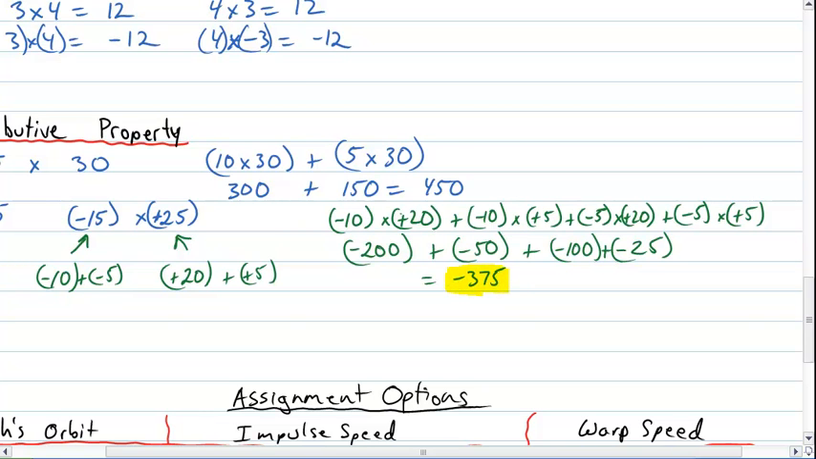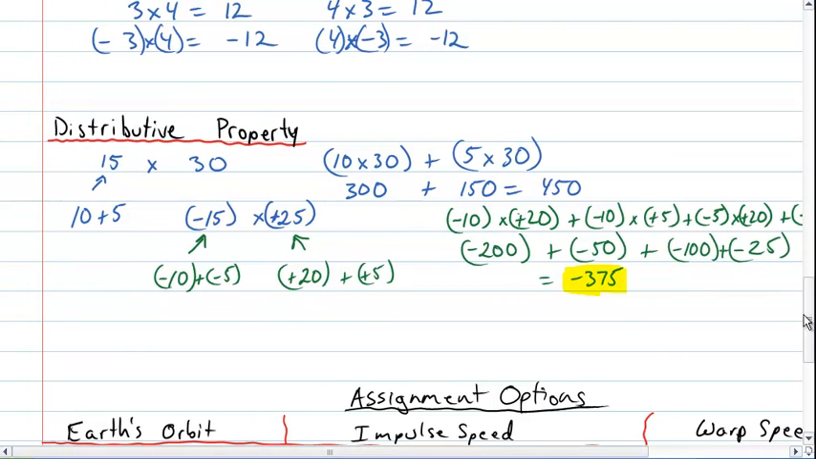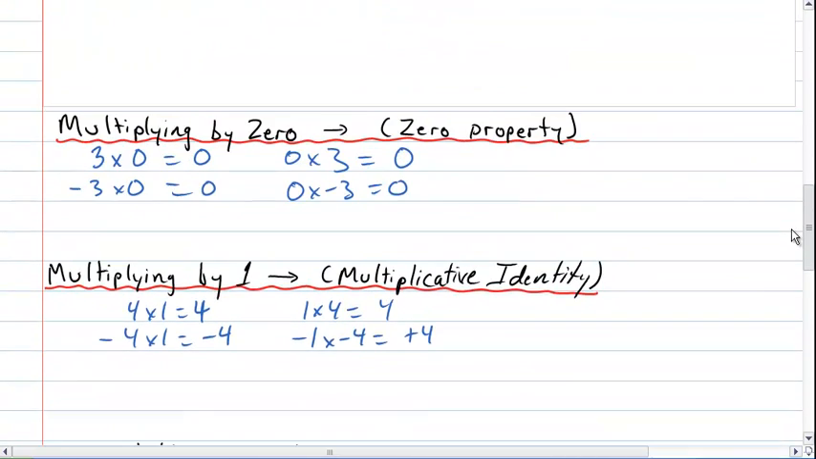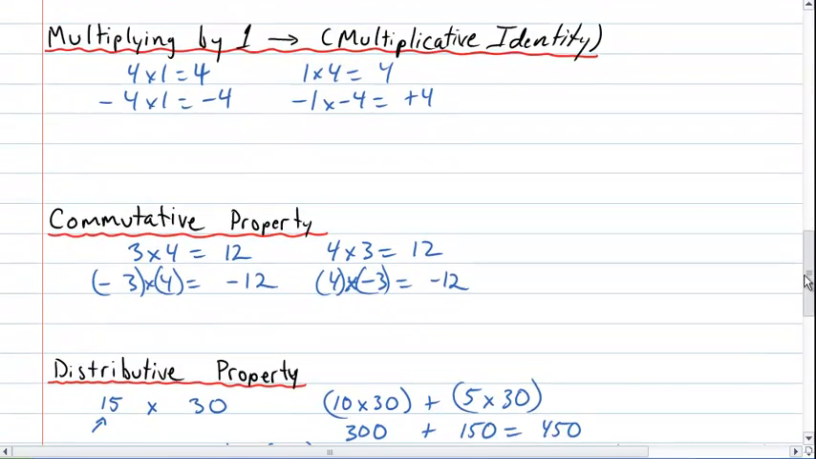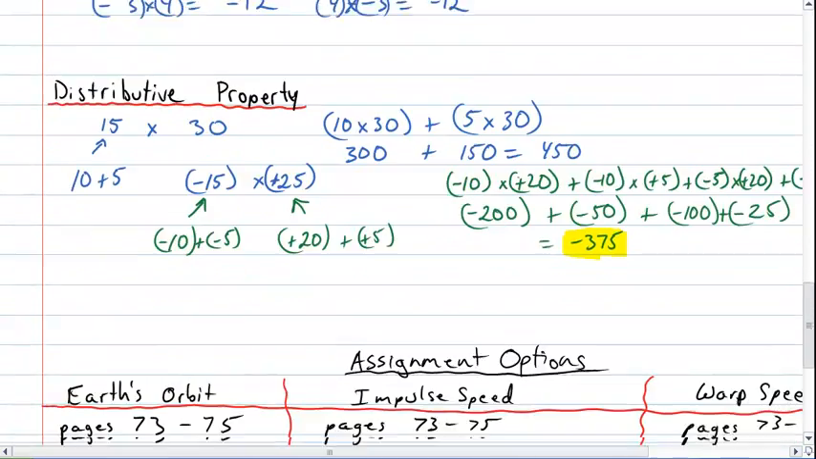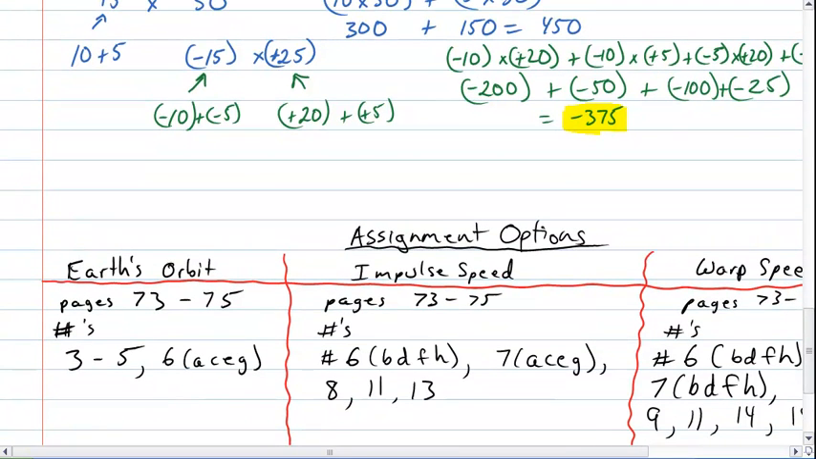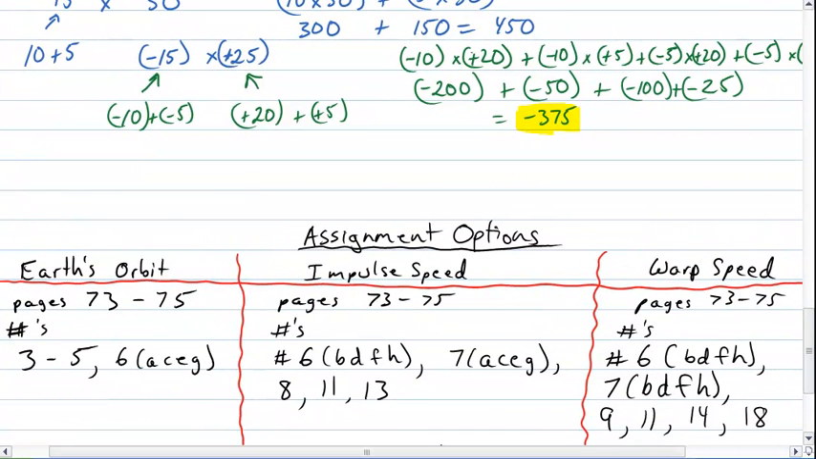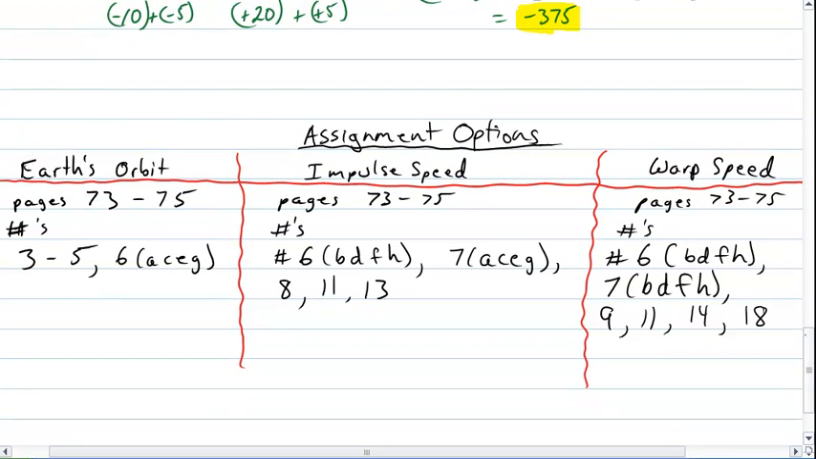Those are the rules around multiplying integers: multiplying by 0, multiplying by 1, the commutative property, and the distributive property. You're going to be expected to use those in the following assignments. Remember, you can choose Earth's orbit if you don't want too much of a challenge, impulse speed if you want a little bit more of a challenge, and warp speed if you want the greatest challenge.